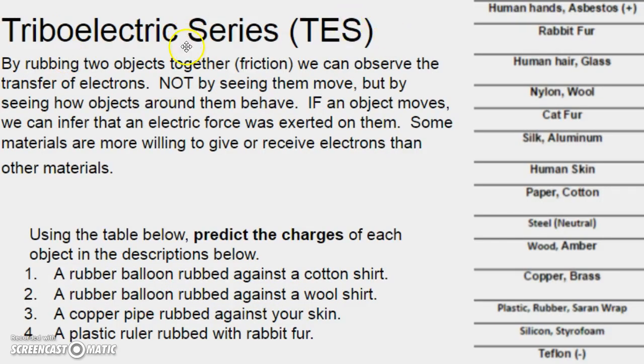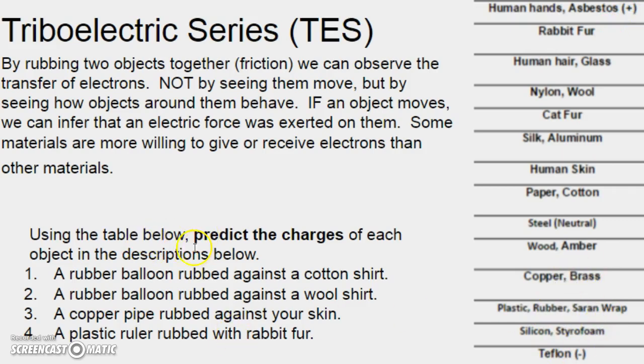Looking at the triboelectric series, by rubbing 2 objects together via friction, we can observe the transfer of electrons, not by seeing them move, but by seeing how objects around them behave. If an object moves, we can infer that an electric force was exerted on them. Some materials are more willing to give or receive electrons than other materials. The positive side, these are the ones that are willing to give. The structure of the material is simply willing to give up the electrons. And objects on the negative side are the receivers of those electrons.